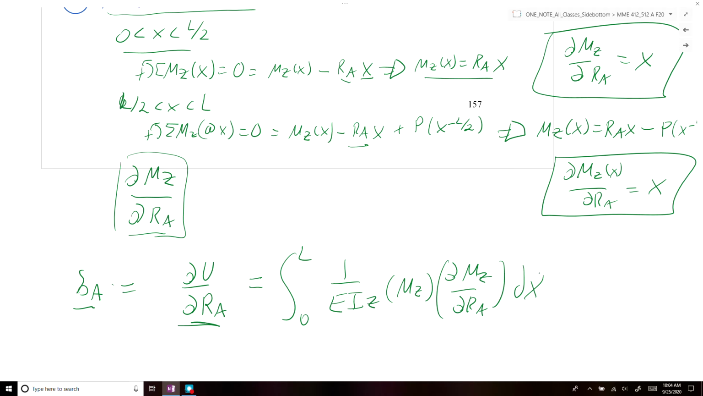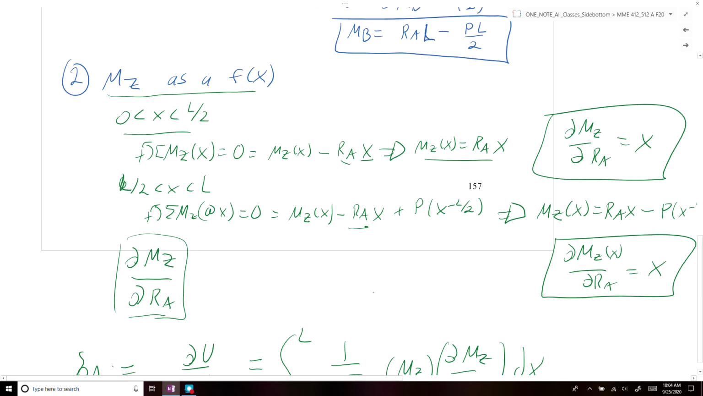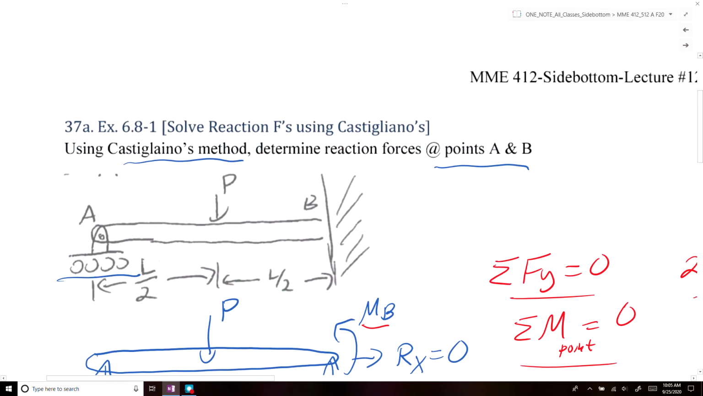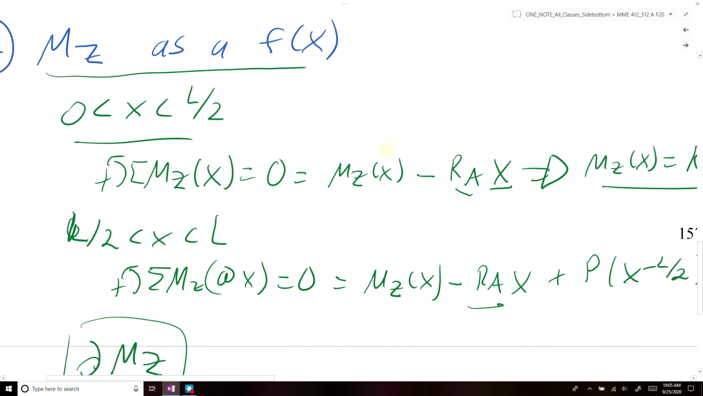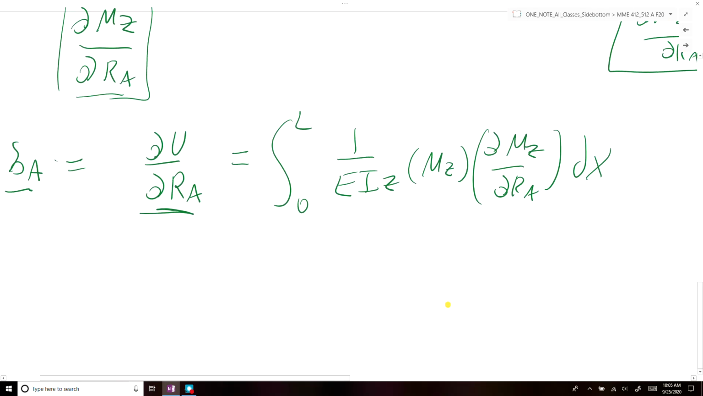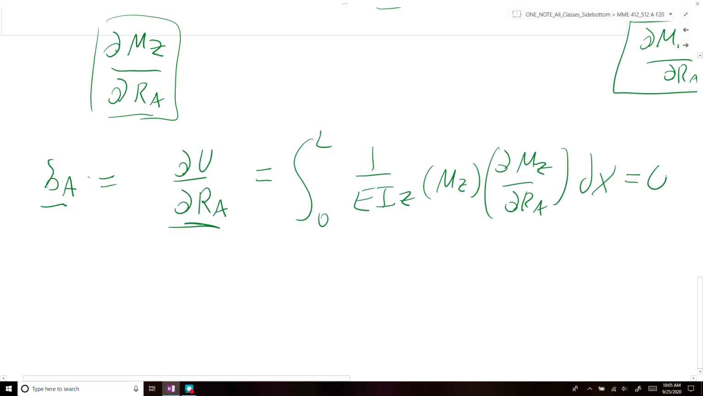Now, what we're going to use to help solve this problem is the boundary conditions that we know for the given loading. In the situation we have above, we have a roller at point A. We know the displacement at a roller is going to be equal to 0. So what we can do is set this equation equal to 0, and by doing that, we can solve for our unknown force RA in terms of our applied load.